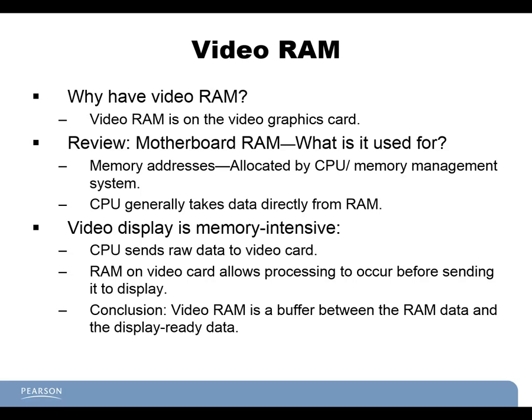And the reason for this is that video display is very memory intensive. Without getting into the details of how it actually works, your graphics card has to use complex math calculations in order to display things on the screen. And that takes a lot of memory and a lot of processing. That's why a lot of video cards have their own processor as well, called a GPU, or a graphics processing unit. So video RAM serves as your buffer between the data that's going to be displayed and the RAM in the computer, or the CPU.